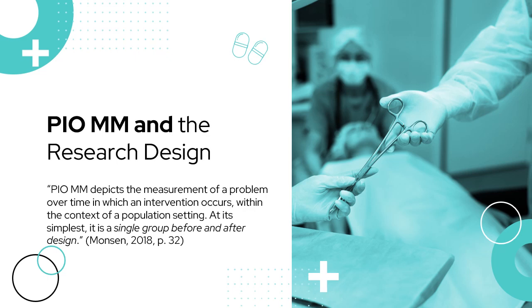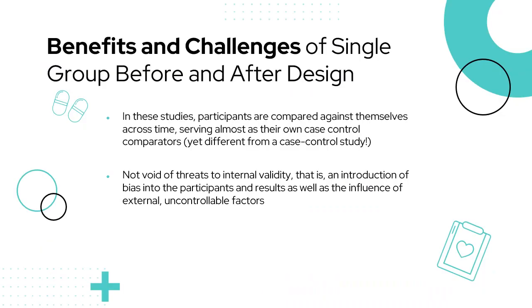Okay, so now when we talk about PIOMM and the research design, I thought this quote sums it up pretty good. It says that PIOMM depicts the measurement of a problem over time in which an intervention occurs within the context of a population setting. At its simplest, it is a single group before and after design. Okay, and we've already touched on these factors on previous slides. Basically, it's just looking at a group over time and we're introducing that intervention. Now, studying a single group before and after design has benefits, but it also has challenges associated with it.